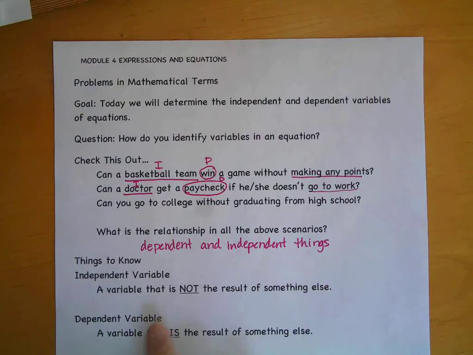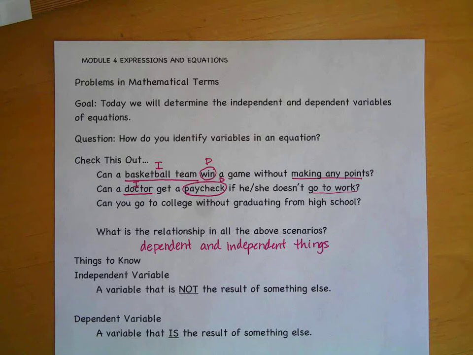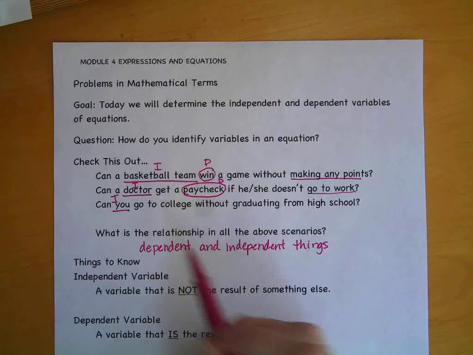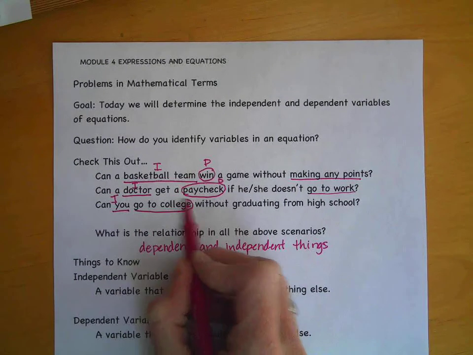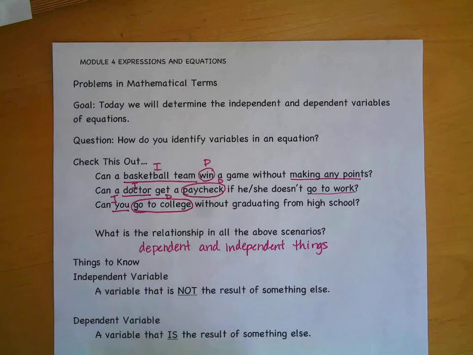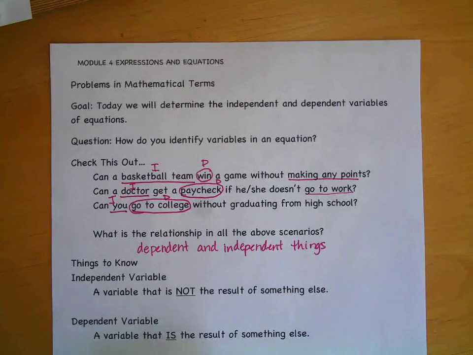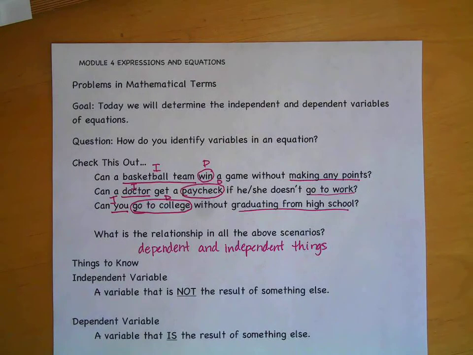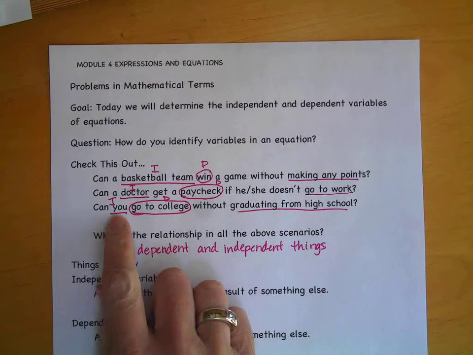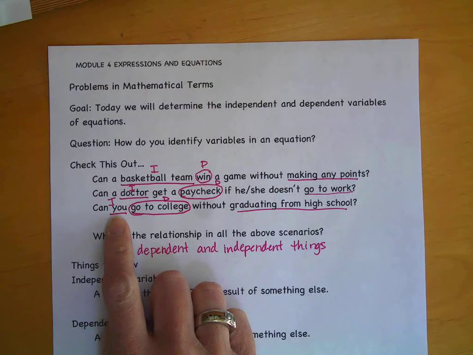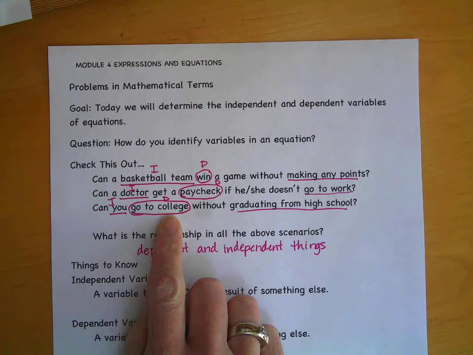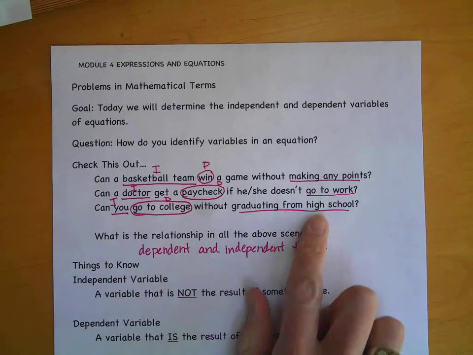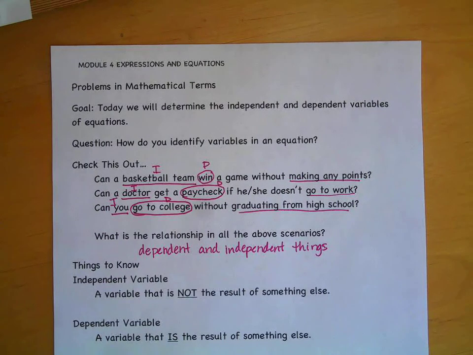All right, can you go to college without graduating from high school? So the independent is you. You are the independent, okay? And then going to college would be the dependent. And why is going to college the dependent? Because you have to graduate from high school in order to go to college. So the independent again is you. You're still going to exist whether you go to college or not. But going to college depends on whether you graduate from high school. So college is dependent on you graduating, and you are the independent.